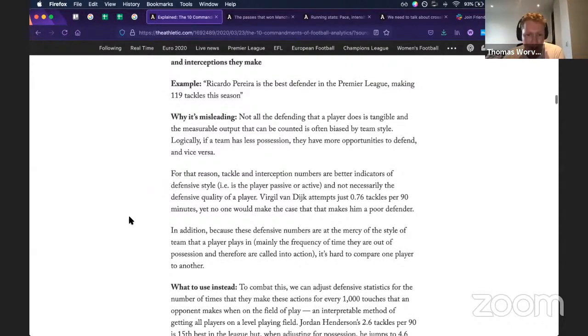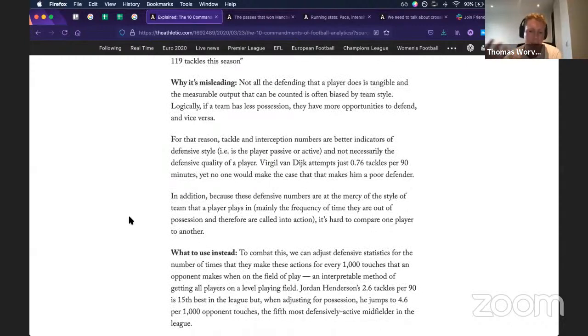But this one was very much just to say we could possession adjust these, and my approach is quite an explainable one: looking at, for every 1,000 touches that the opponent makes when the player's on the field of play, how often do they do that action? And I think Jordan Henderson, as I give an example there, was someone at Liverpool, when they won the title, who had a lot of possession. He makes an okay number of tackles on a raw per 90 basis. But when you adjust that for possession, it jumps up a lot more. And it shows that he is an active defender, probably more active, because even though his team have a lot of possession and don't have much time out of possession, when they're out of possession, he's probably more active than some of the guys who have to defend a lot. So that's one example of defensive stats.